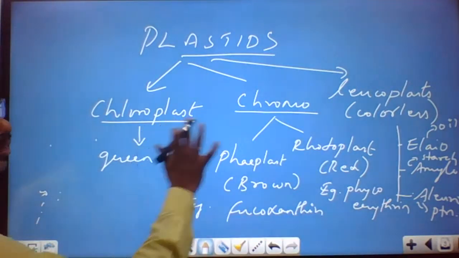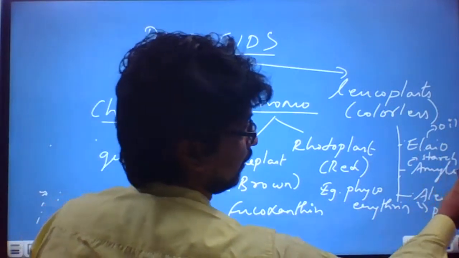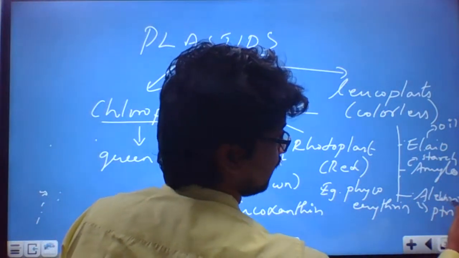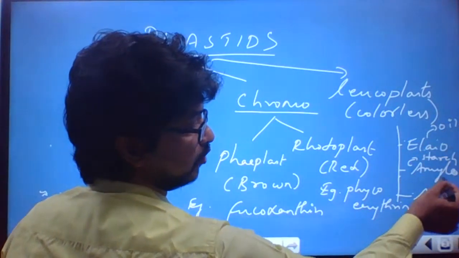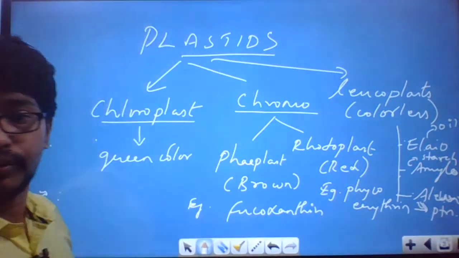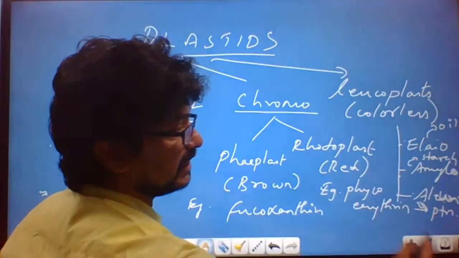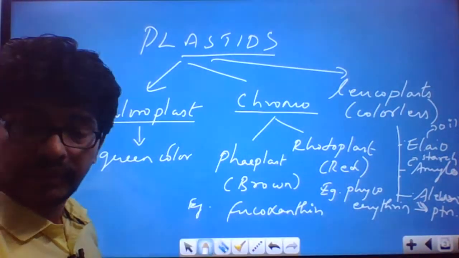So chloroplast, chromoplast, leucoplast. The three types of leucoplast: elaioplast, amyloplast, and alleroplast. Elaioplast is for storing oil, amyloplast is for the starch, and alleroplast is for the protein. So in this area you can get a question. They could give any one type, and elaioplast is for the storing of, in the options.